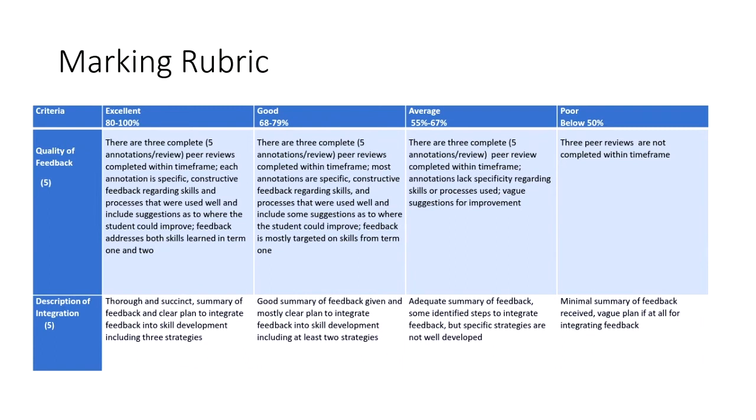So 5% went to the quality of the feedback. So if it was specific, if it was constructive, ideas going forward. And then 5% was the description of the integration. How are they going to incorporate the feedback that they received? And this is where we found the guide came in quite helpful in terms of providing how they could provide specific feedback.